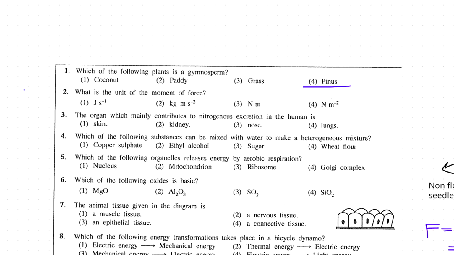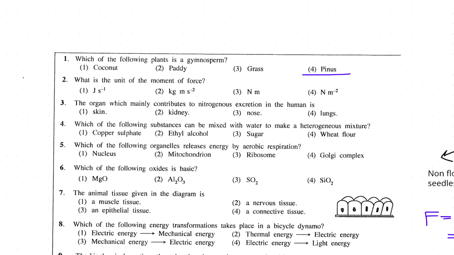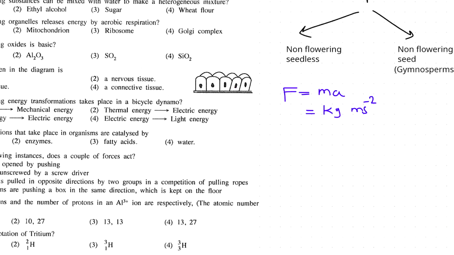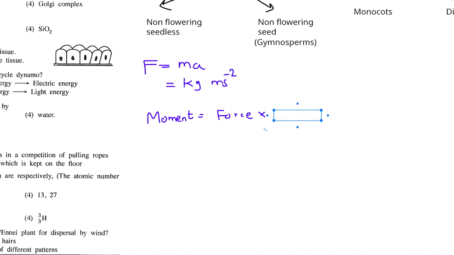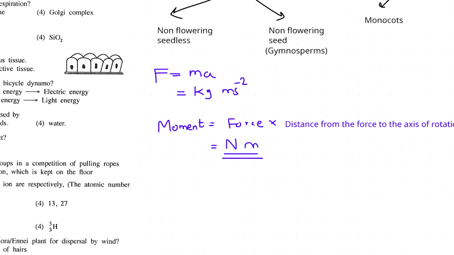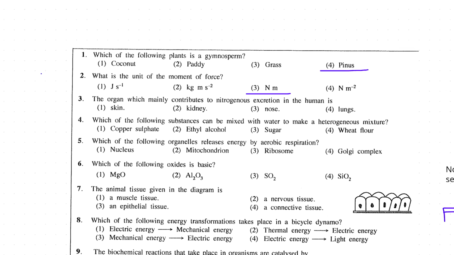Moment of force. Okay? So when they're asking the moment of force, we have to find the unit of moment. So what is the equation for moment? Yes. Force multiplied by the distance from the force to the axis of rotation, right? We know the SI unit of force is newtons and the SI unit of distance is meters. So the unit of moment is Newton meters. Is that right? Is it clear to all of you?